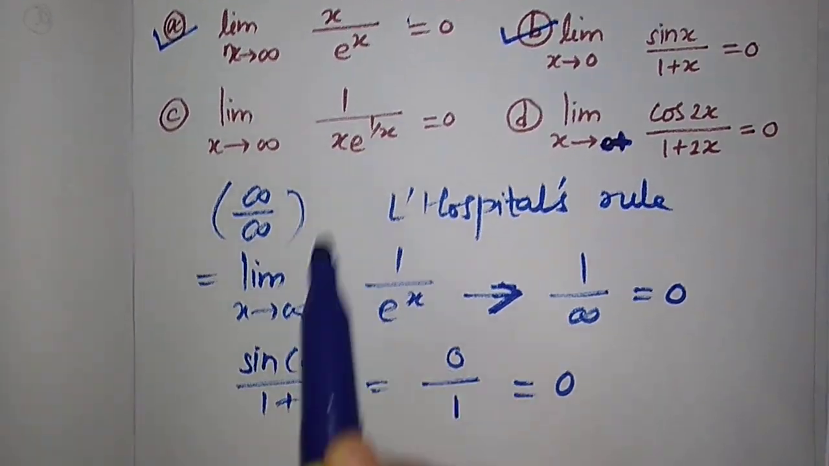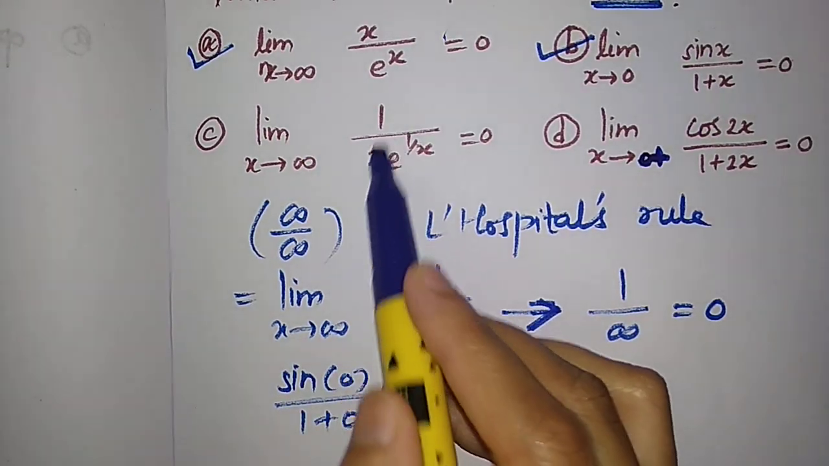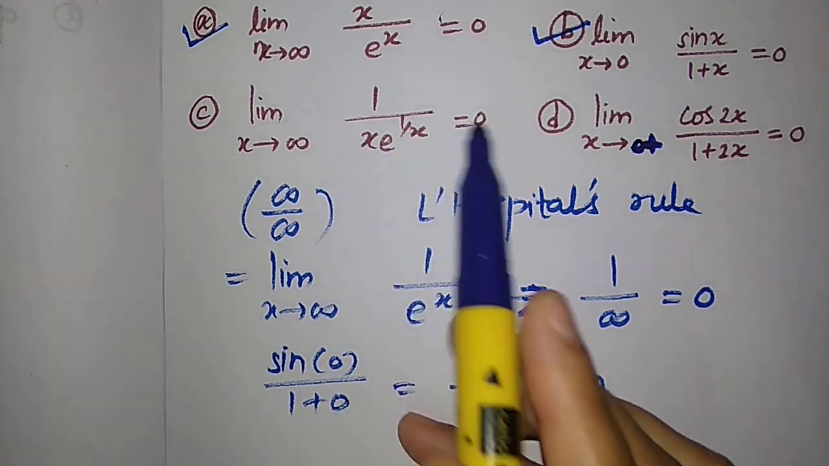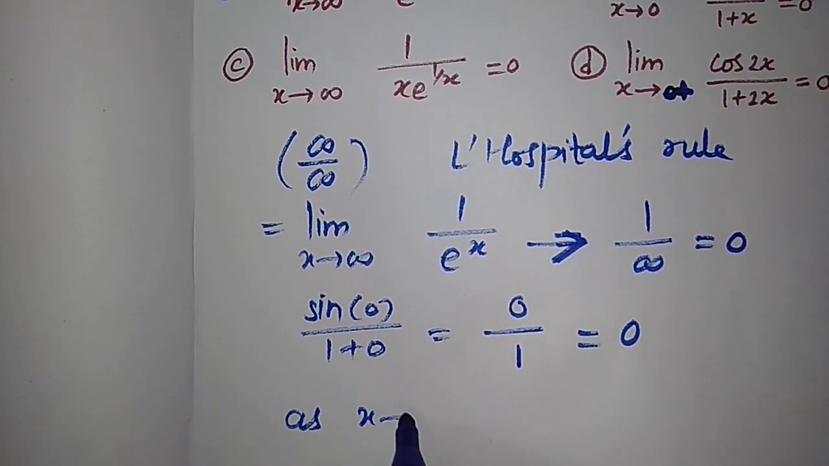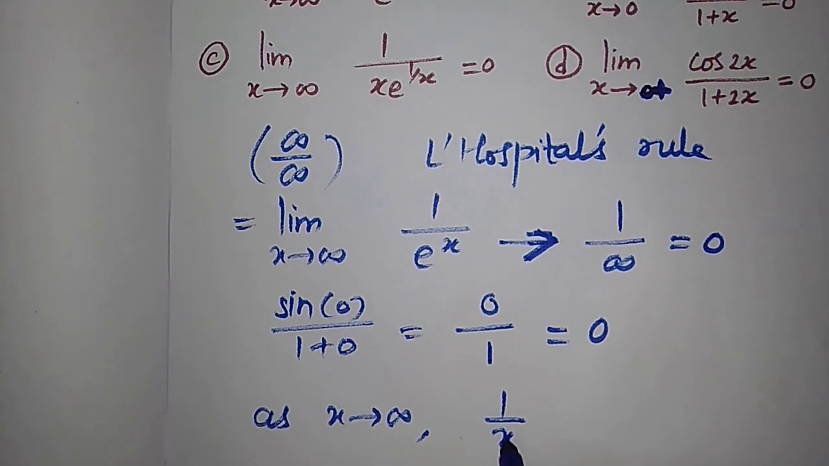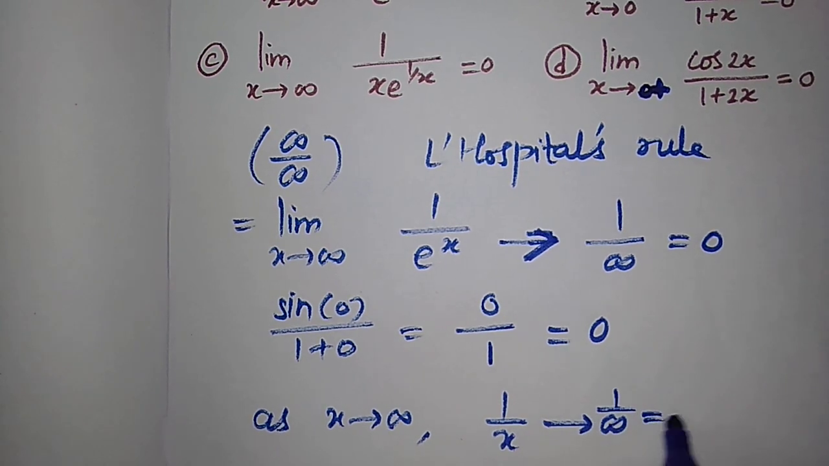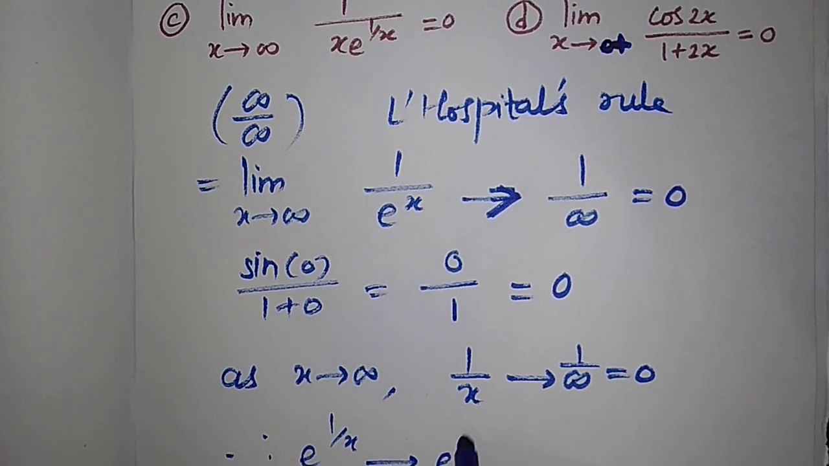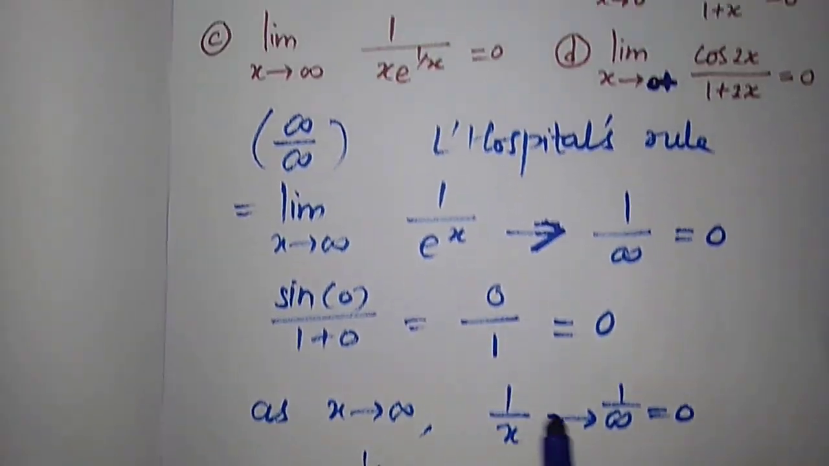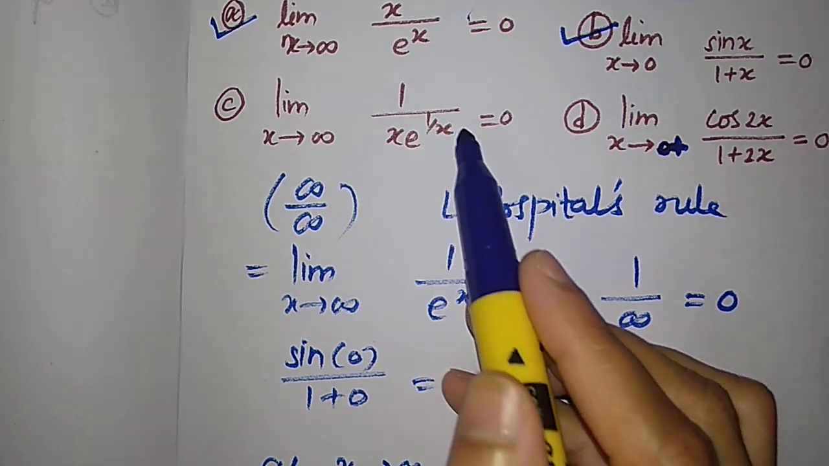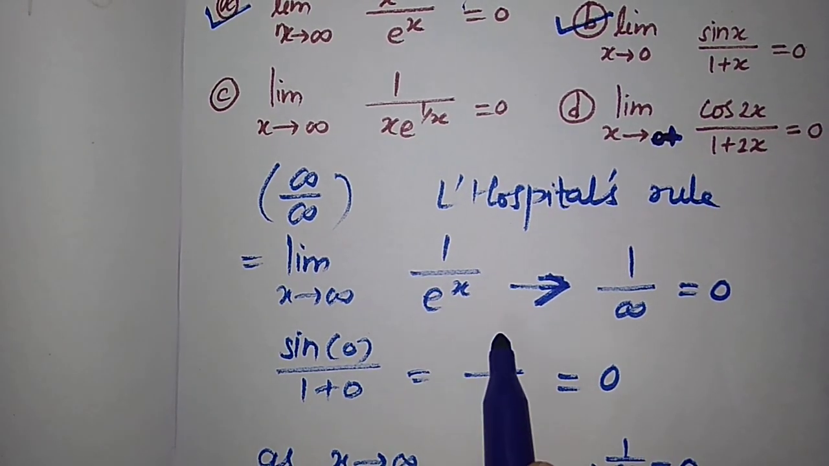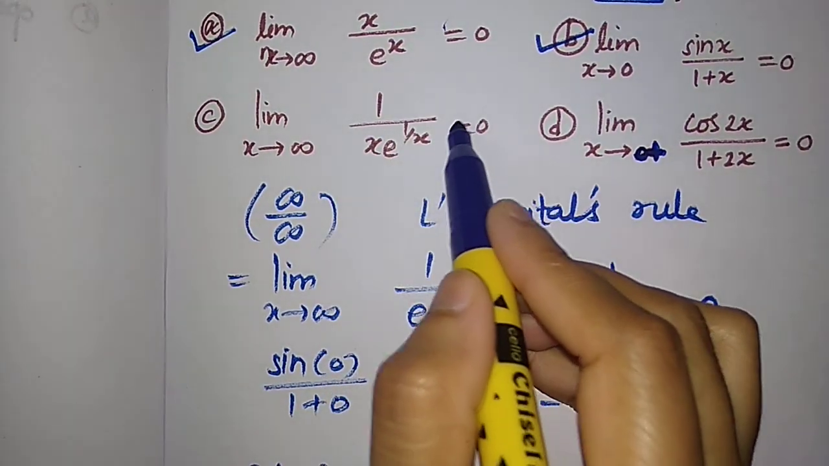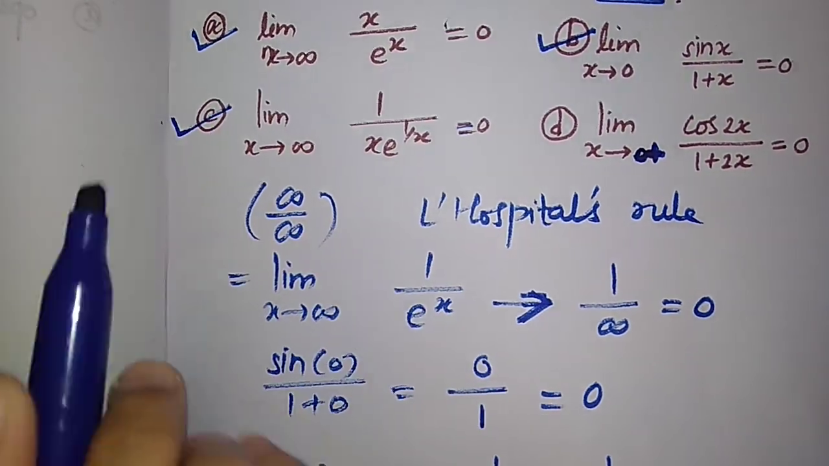Then option C is limit as x tends to infinity of 1 upon x into e raised to 1 by x. Now, as x tends to infinity, this 1 by x tends to 1 upon infinity, which is 0, and therefore e raised to 1 by x tends to e raised to 0, which is 1, and hence 1 upon x into e raised to 1 by x tends to 1 upon infinity as x tends to infinity. So 1 upon infinity tends to 0. So this is also true.